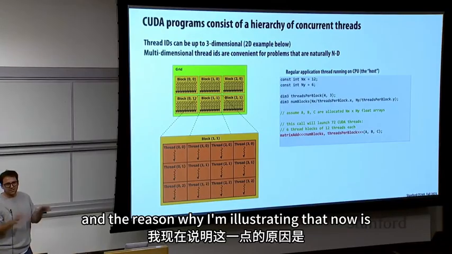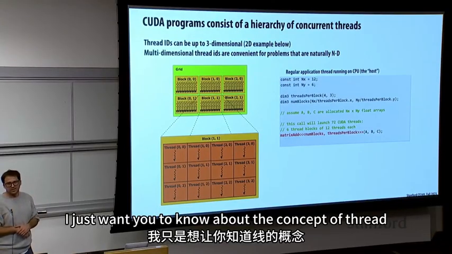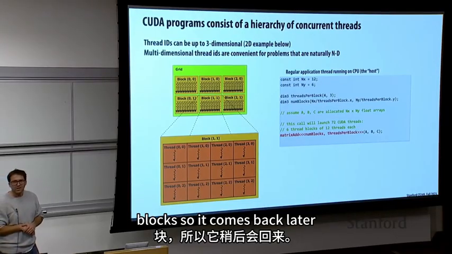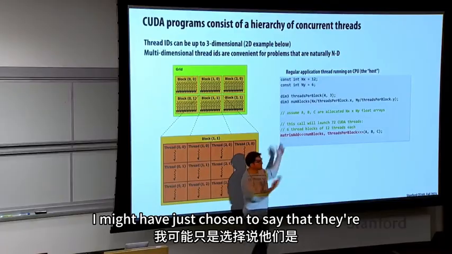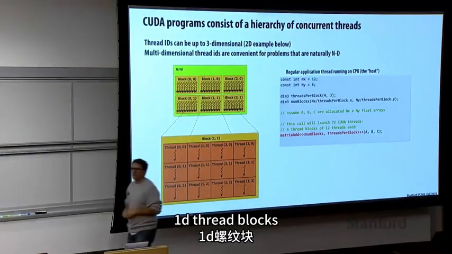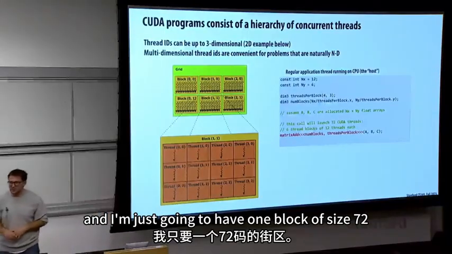And the reason why I'm illustrating that now is I just want you to know about the concept of thread blocks, so it comes back later. If all I was trying to do in practice was add 2 arrays, I might have just chosen 1D thread blocks, and I'm just going to have 1 block of size 72.